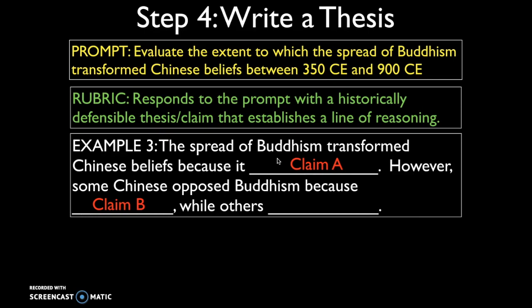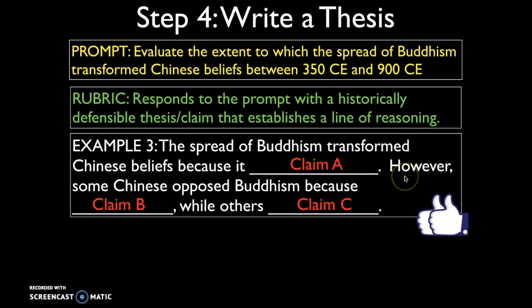While others, maybe there might be a claim C group. Maybe there's some middle ground there, or some other way of thinking about these documents that ultimately allows you to form a third group. Now, do you think this would get the point? It all depends again on what you put in those blanks for what your claim A, your claim B, your claim C is. But I think if you can make specific, historically defensible claims and establish a clear line of reasoning, I think not only would you get the thesis point, there's a possibility that you might be on your way to also earning the complex understanding point.